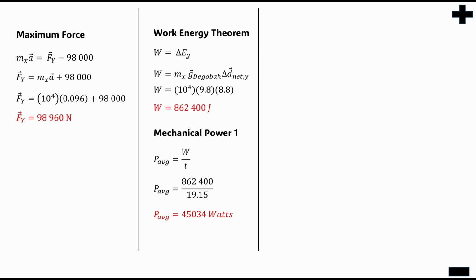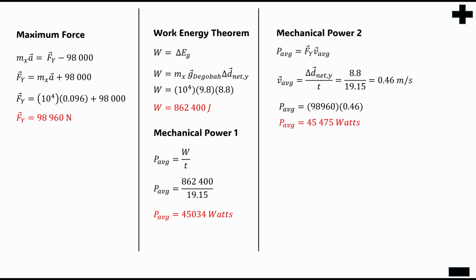Alternatively, we know that average mechanical power is our force times our average velocity, where average velocity is our displacement over time, as in 0.46 meters per second. So substituting our values, we get 45,475 watts, meaning that our assumption is quite justifiable as both estimates fall within 1% of each other.